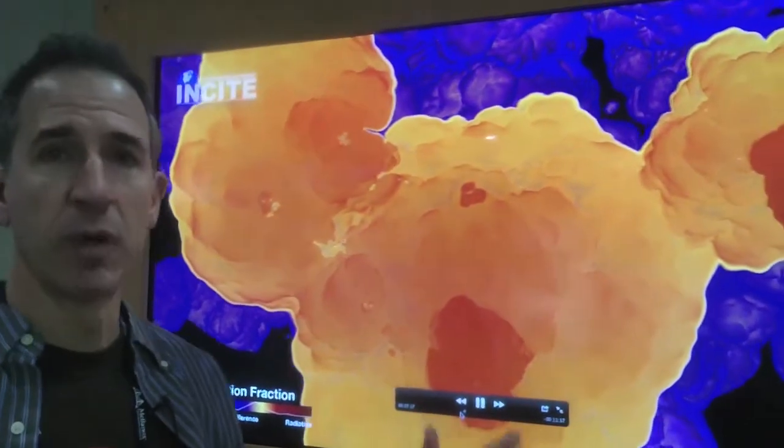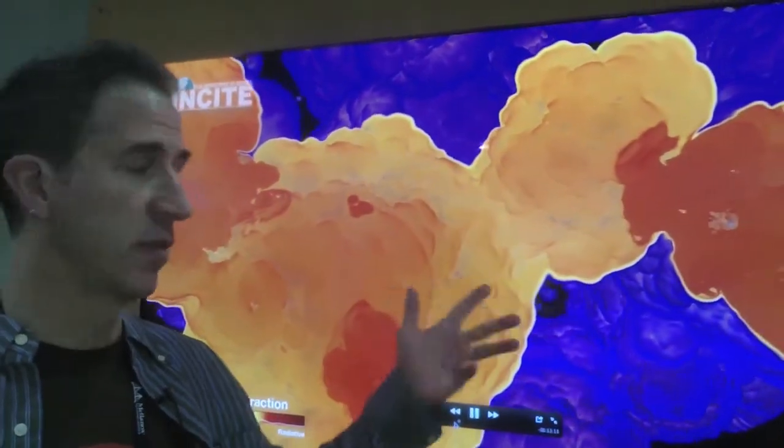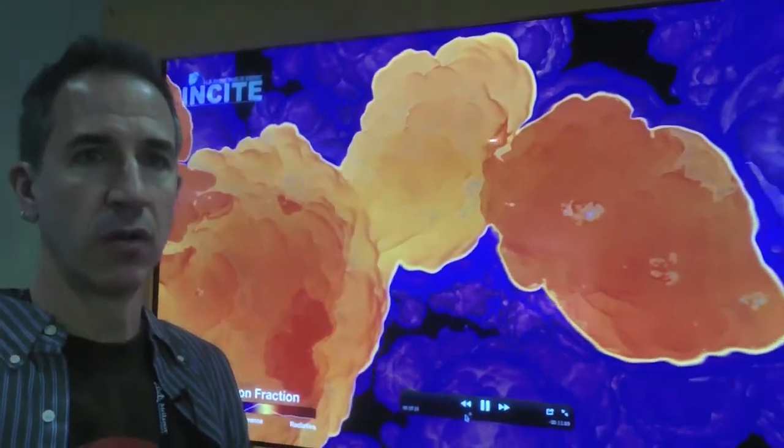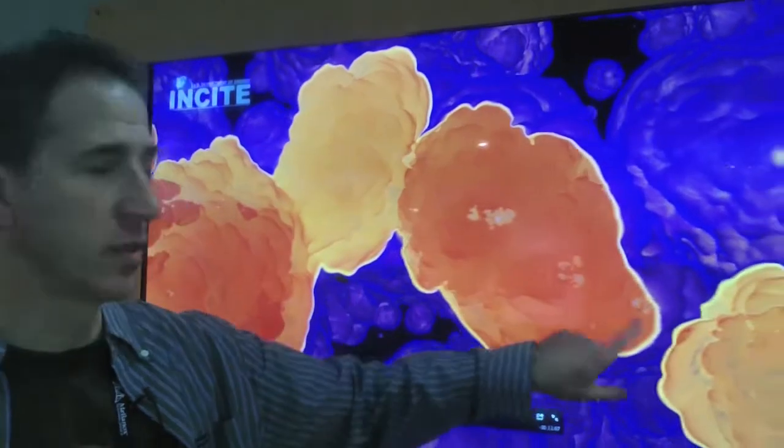We can look at the whole thing, but when you look at the whole thing, it's very dense, so it's hard to see a lot of the details in it. So we chop that down to a subcube of it in order to be able to see some of the details in the inner structure.